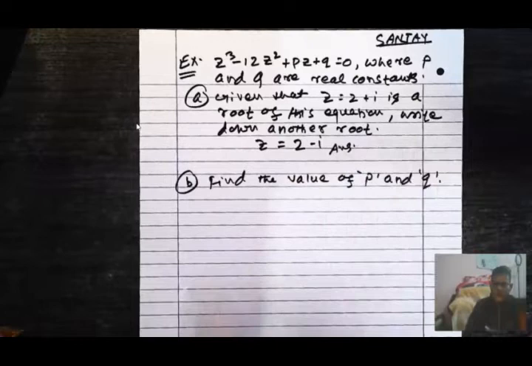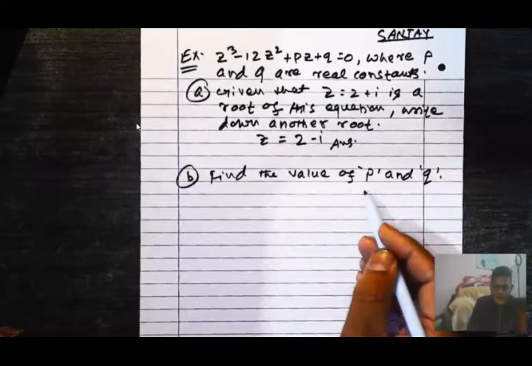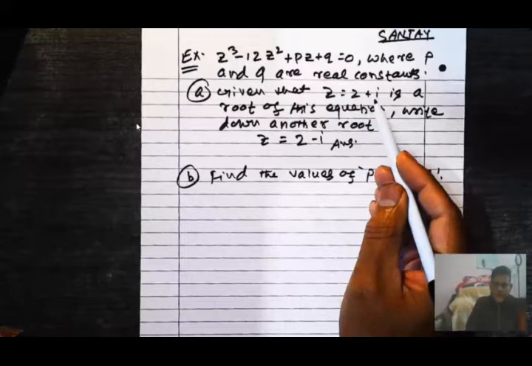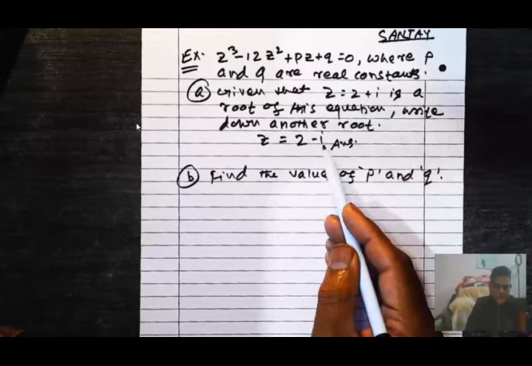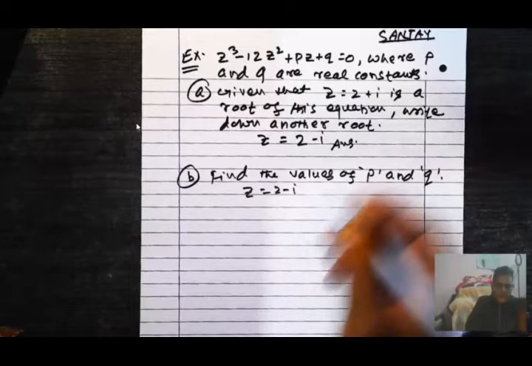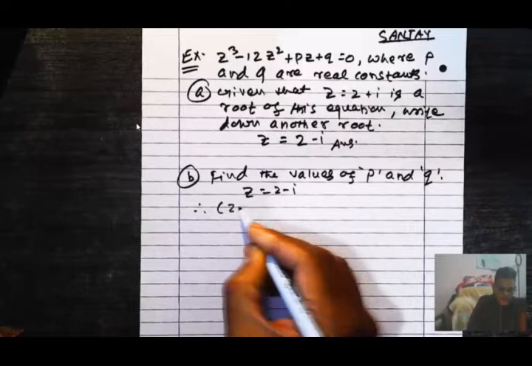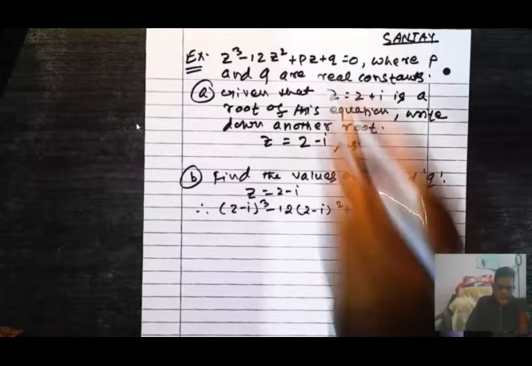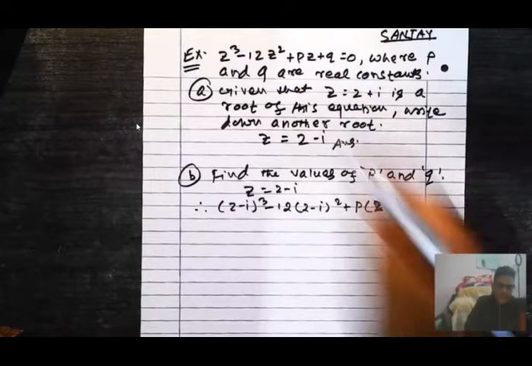Now in part B, it says to find the values of p and q. Given that z equals 2 plus i is one of the roots, that means 2 minus i is another root, so z equals 2 minus i satisfies this equation. So in place of z, you can write 2 minus i, cubed, minus 12 times (2 minus i) squared, plus p times (2 minus i), and then plus q, and this equals 0.